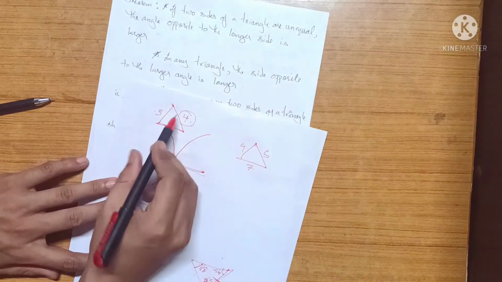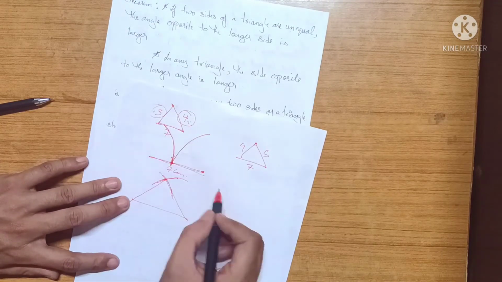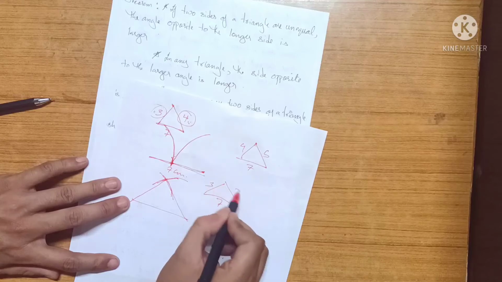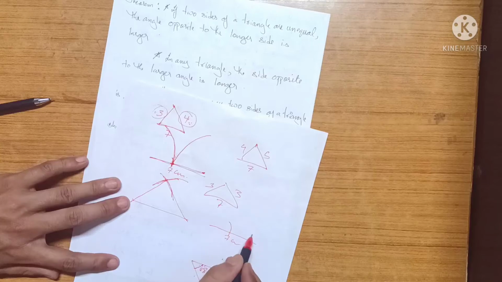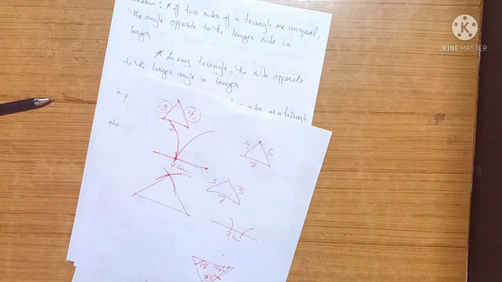So which means, and if it's less than this two also, suppose it was 7, 3, 3, then after drawing the 7 centimeter line, you try to cut it, it'll come up here, you'll try to cut it, it'll come up here, it'll never touch also.